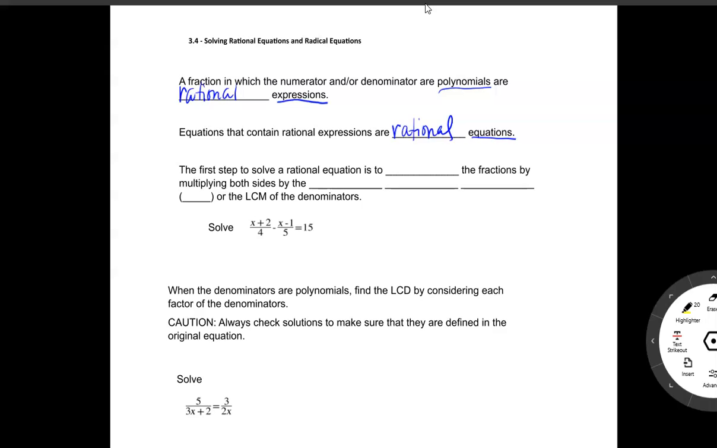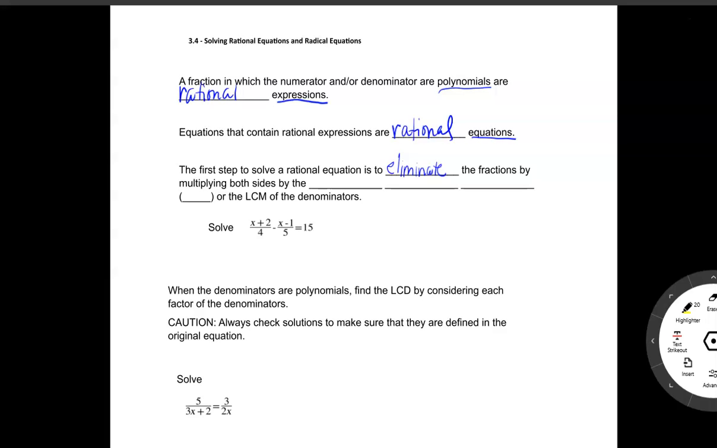The first step to solve a rational equation is to eliminate the fractions. That's what I like to do. Anytime I see fractions, if I can get rid of them, it just simplifies the problem. So that's what we're going to do almost all the time whenever we see a rational equation, which means it's an equation that has a fraction in it, and the fraction has a polynomial either in the numerator or denominator. This technique also works whenever it's just regular fractions that just have numbers or variables.